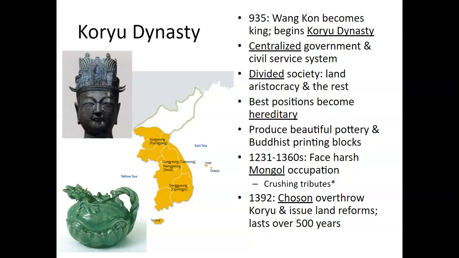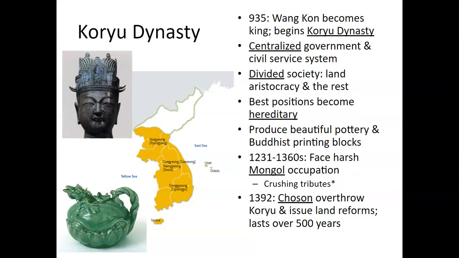Now, Korea is going to go back and forth under their own control, and then being either directly controlled or having to face tributes from other cultures. And in particular, from 1231 to really the 1360s, when they're under the control of Mongol occupation, they have to pay crushing tributes. And the reason why I stopped on this slide is that's a test question. You guys need to remember that. What is the effect of the Mongol rule on the Koryu Dynasty? They have to pay crushing tributes.